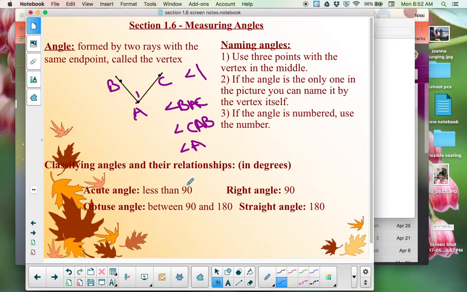When you classify angles, this should be a review. If it's an acute angle, less than 90, this one would be an example of an acute angle. You can see it's less than 90 degrees here. A right angle is 90, obtuse is between 90 and 180, a straight angle is 180. Any angle bigger than 180 is called a reflex angle. We don't talk about those very much in this book.